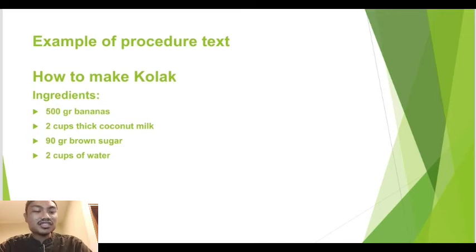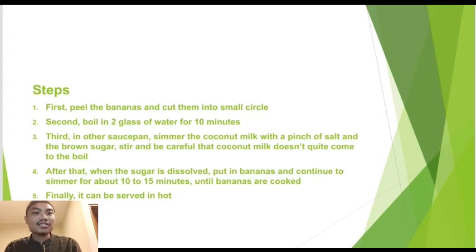So the ingredients here are materials. Yes, it is food. Okay, so the ingredients or the materials are 500-gram bananas, 2 cups of thick coconut milk, 90-gram brown sugar, and 2 cups of water. Okay, so for the steps here, I need Zainal to read the steps for me. Okay, go ahead, Zainal.